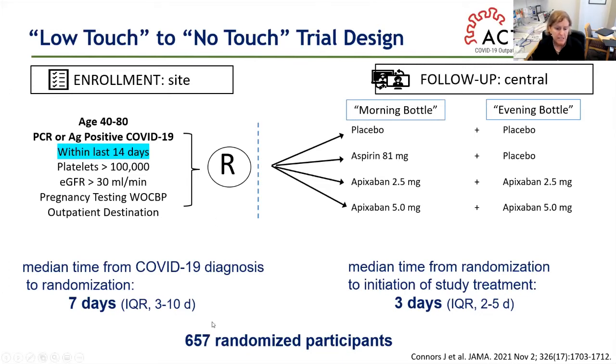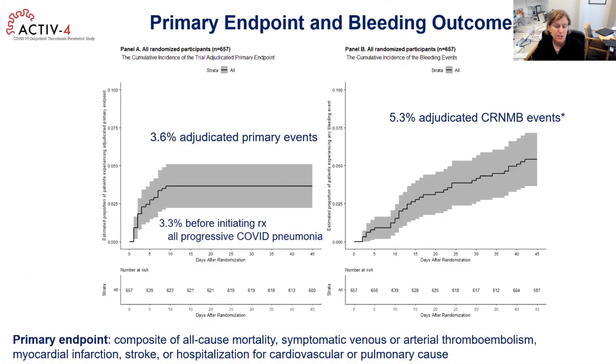In the 657 randomized patients, the median time from COVID diagnosis to randomization was 7 days, and the median time from randomization to initiation of study treatment was 3 days, important time parameters. And what we found are demonstrated here in these graphs, both the primary endpoint and the bleeding outcomes. The primary endpoint occurred in 3.6% of all randomized participants, regardless of whether or not they initiated treatment. This was much lower than we expected.